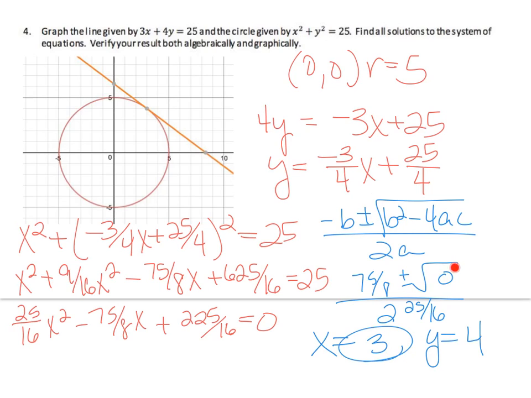And underneath the radical, luckily, everything canceled out, so I got square root of 0. Then I just took 75 over 8 divided by 2 times 25 over 16 and got 3. Plugged it into the first equation and got 4. So our solution up here is 3, 4.